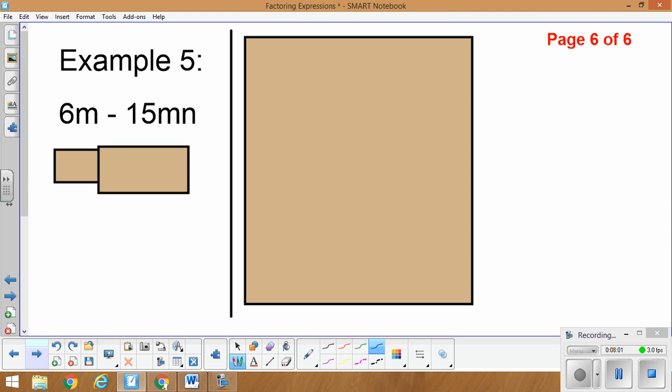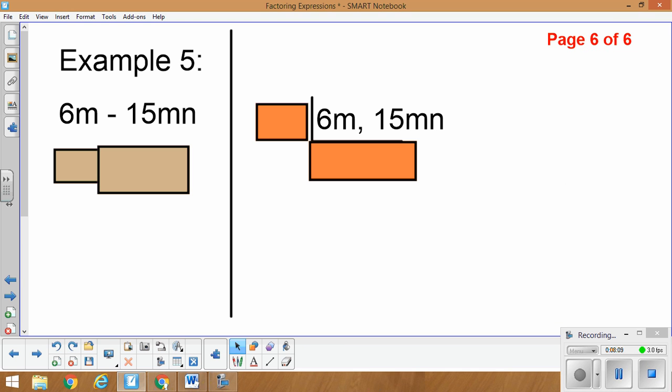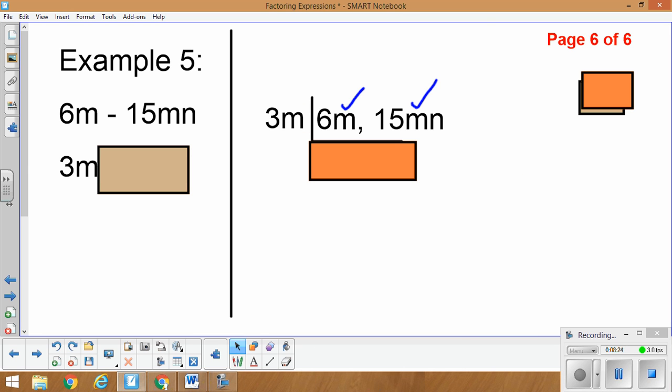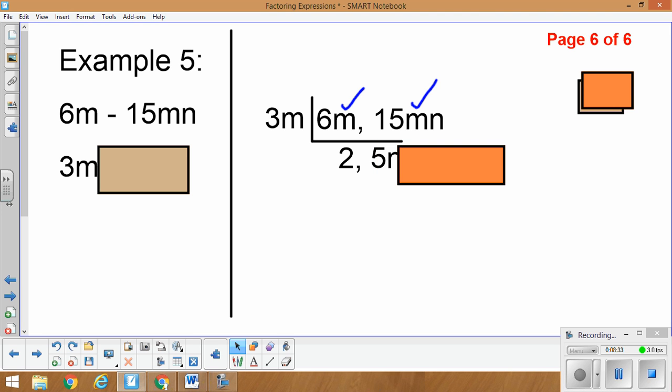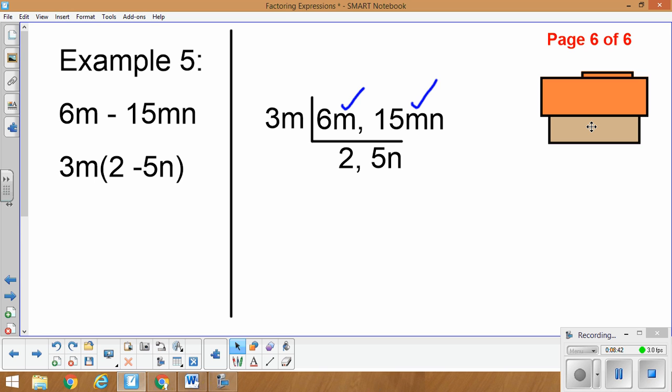we have 6 times m minus 15m times n. Set up your upside down division. Our common factor between 6m and 15m is not only a number, but also a variable since they share m. So our common factor would be 3m. And 3 goes into 6 2 times. The m's cancel out. And 3 goes into 15mn 5n times because the m's cancel out. So the final answer is 3m times 2 minus 5n.